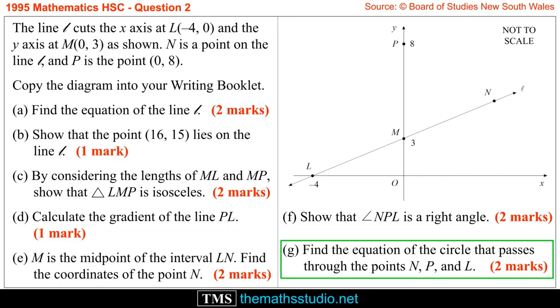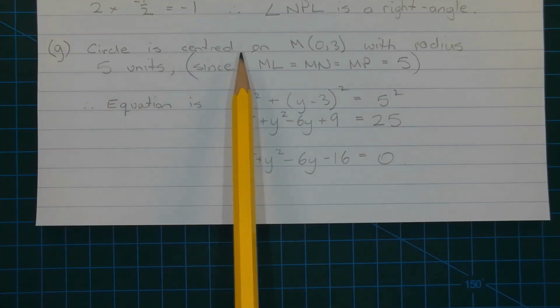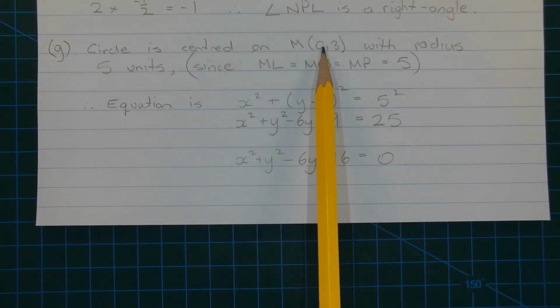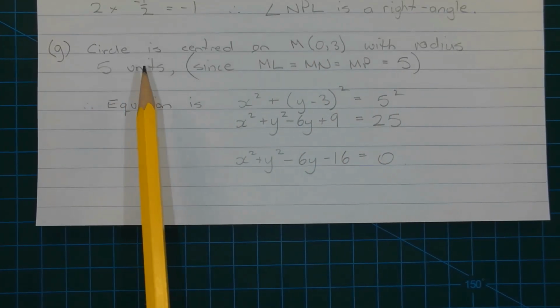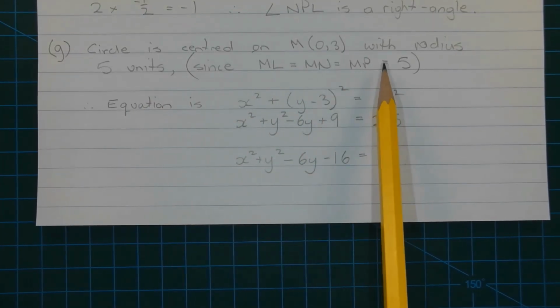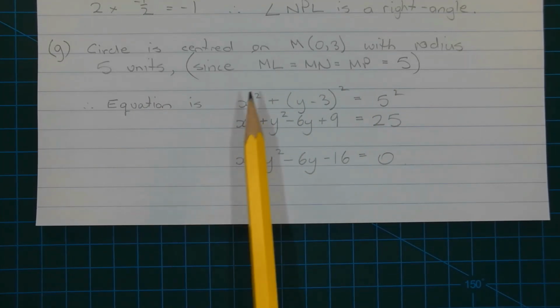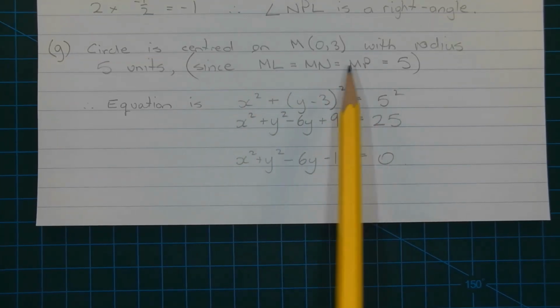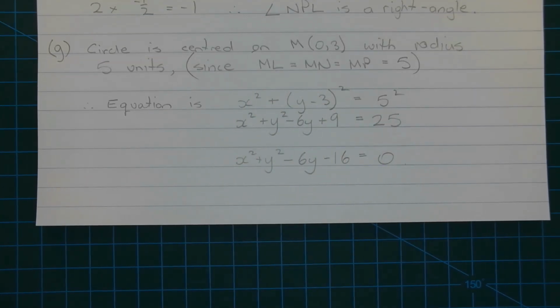Part G. Find the equation of the circle that passes through the points N, P and L. The circle is centered on point M with coordinates (0, 3) with radius 5 units, since ML equals MN, which equals MP, which equals 5 units. In other words, ML, MN and MP are the radii of this circle.